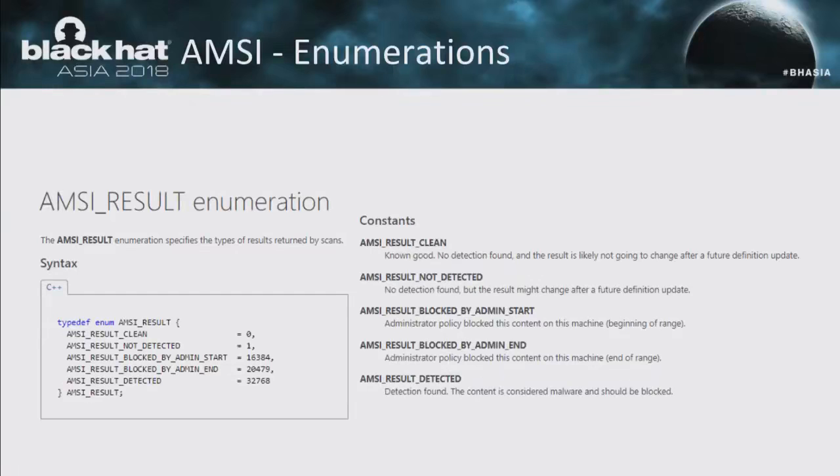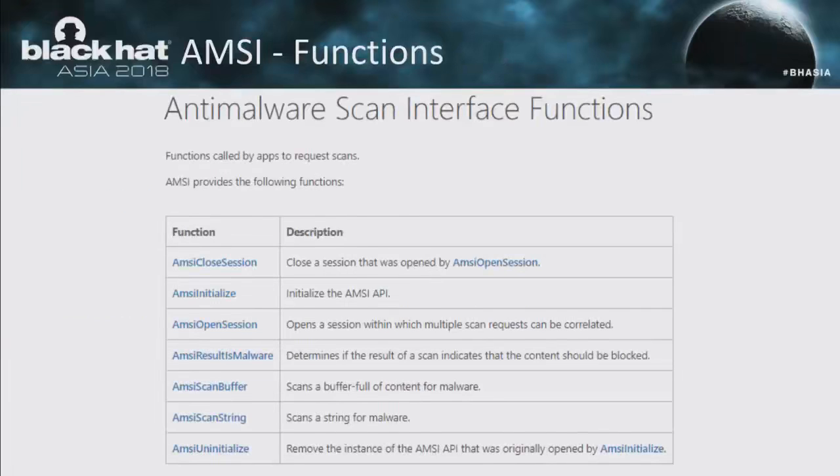And then results: detected, which means I've detected a malware, right? Then we have the functions. Now, we have a bunch of different functions here. Most of them deal with initialization and uninitialization. But the interesting two functions that we're looking at are scan buffer and scan string, which are two functions that an app developer can use to request content to be scanned.